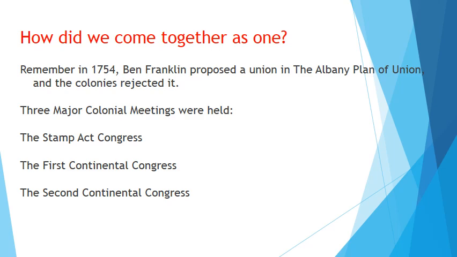Remember, in 1754, Ben Franklin wanted to come together as one. He proposed a union of the colonies in the Albany Plan of Union, but the colonies rejected it. They didn't think it was necessary. Now, over the course of this chapter, you're going to learn about the three major intercolonial meetings, where almost all 13 colonies went. The first one's going to be the Stamp Act Congress. The next one is going to be the First Continental Congress, and then after that, the Second Continental Congress. You will learn more about these as we move along.